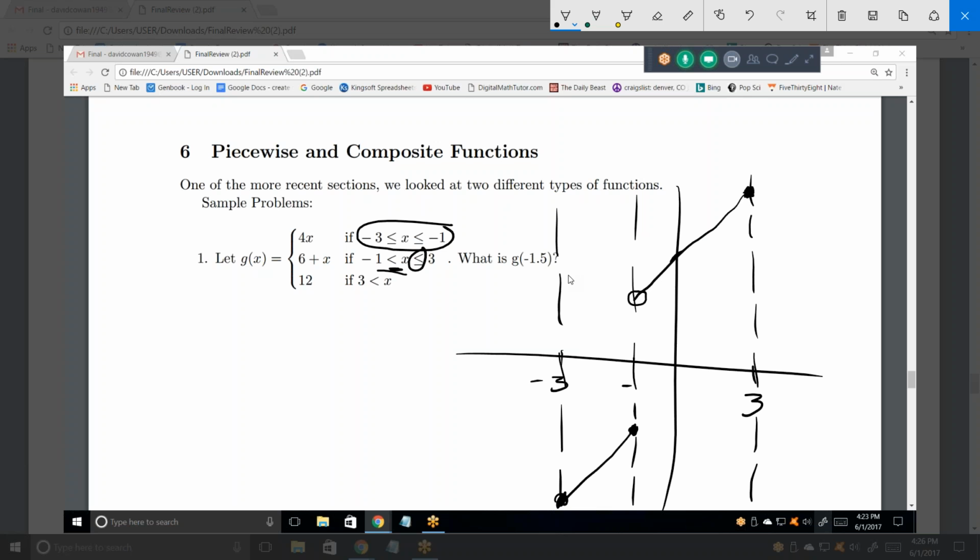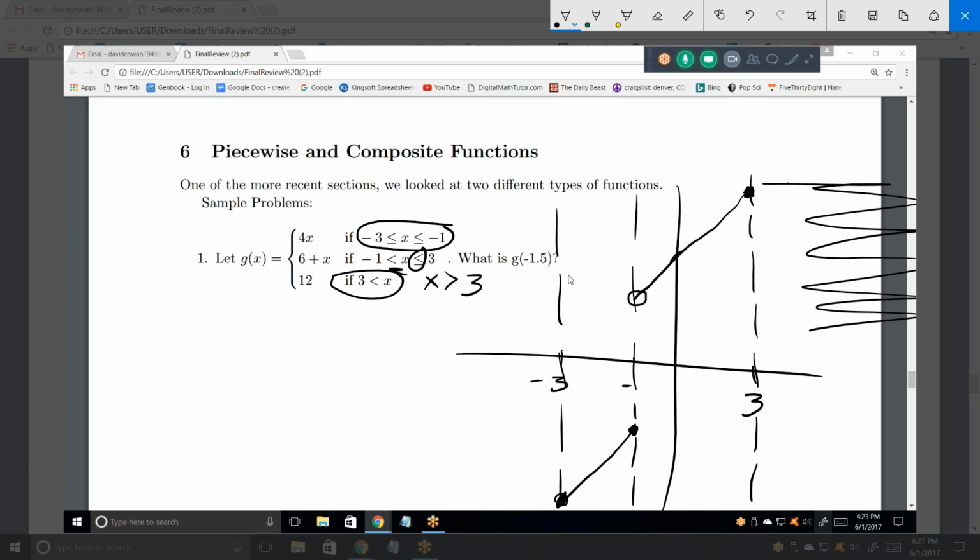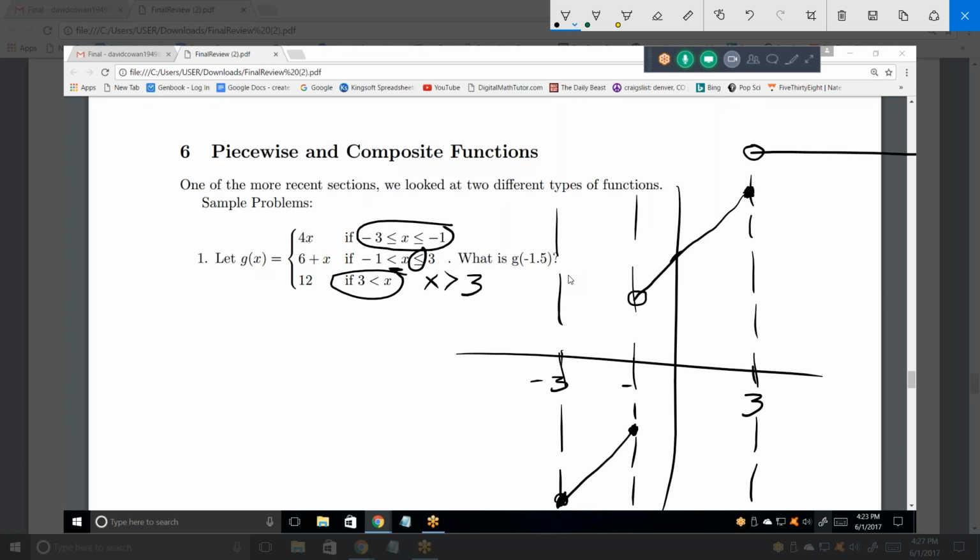And the bottom one, I hate the way they've written it. The typical way to write that would be this way. Means the same thing, but still it's this zone all the way out to infinity, right? Whenever x is greater than 3, then the answer is 12, which is just a horizontal line. It goes all the way out to infinity. So that's how I would graph that piecewise function.